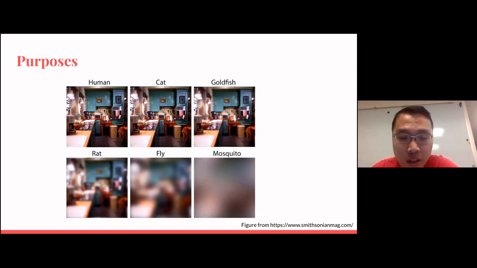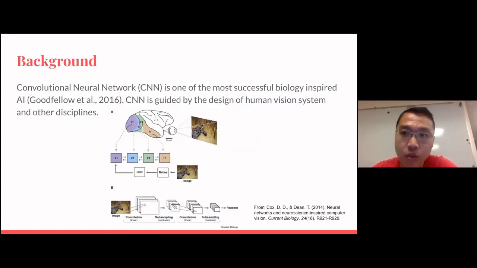Can we learn from the human vision system to help design computer programs to solve vision problems, to let them understand images and understand videos? So this is the purpose of convolutional neural networks. It's inspired by the human vision system. Some people believe that convolutional neural networks are one of the most successful biologically inspired AI, actually guided by the design of the human vision system and other disciplines.